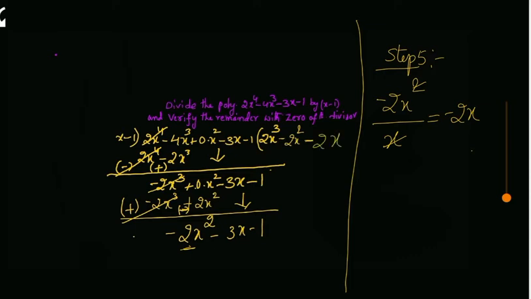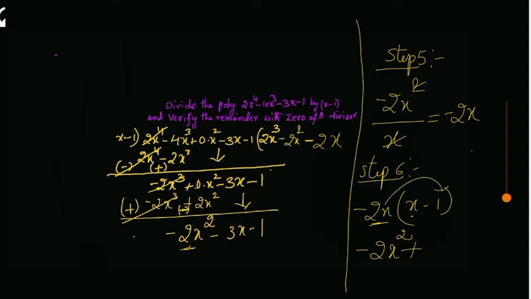And next we have to multiply this with the divisor. So step 6. Minus 2x into our divisor, x minus 1. Just multiply that. Minus 2x into x is minus 2x square, minus into minus is plus, 2x into 1, so we get 2x. That you have to write here. That means you get minus 2x square plus 2x.